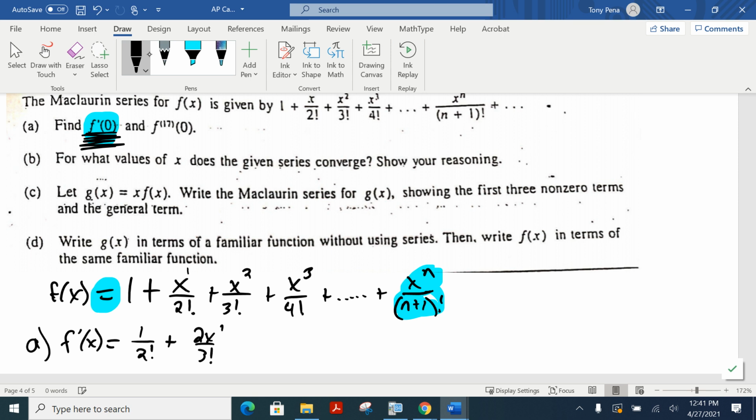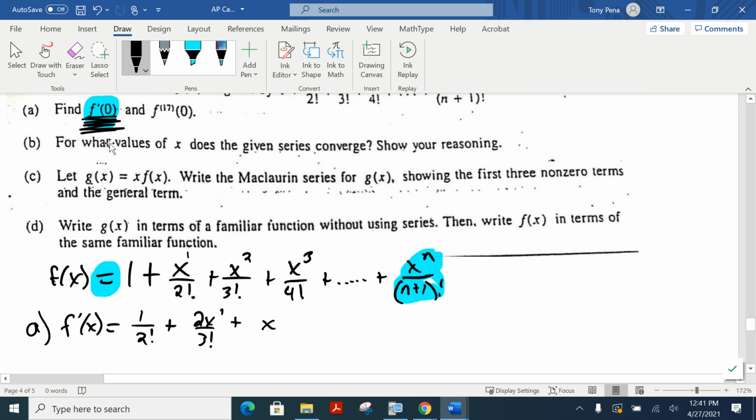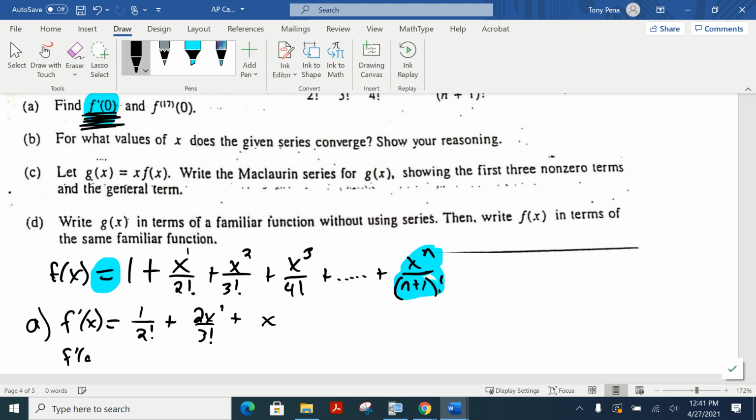We don't need to go a whole lot farther than that, because won't every term after this have an x in it? So if that is my derivative, can't I just plug in 0? And the only thing I'm going to be left with, since all of these terms back here have an x, won't I just have 1 over 2 factorial, which is 1/2? Right? So that's one way that we can approach getting that. So if you got 1/2, that is correct.